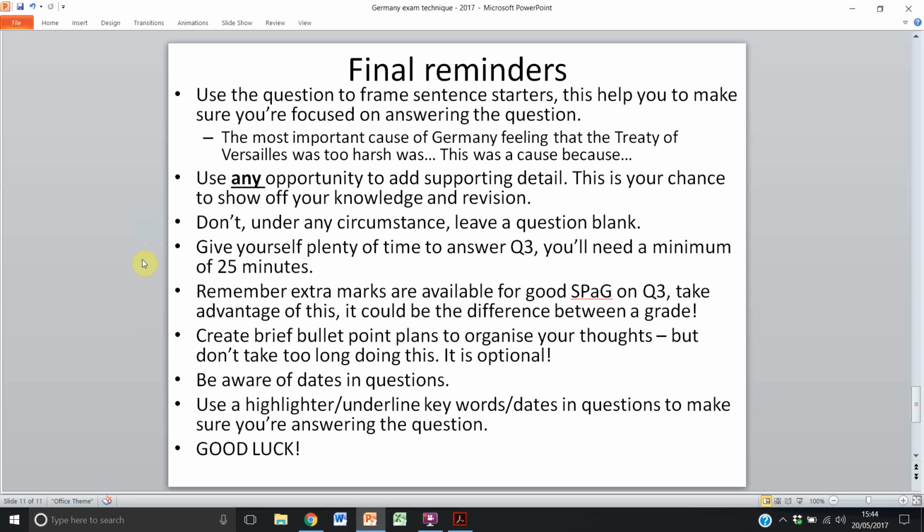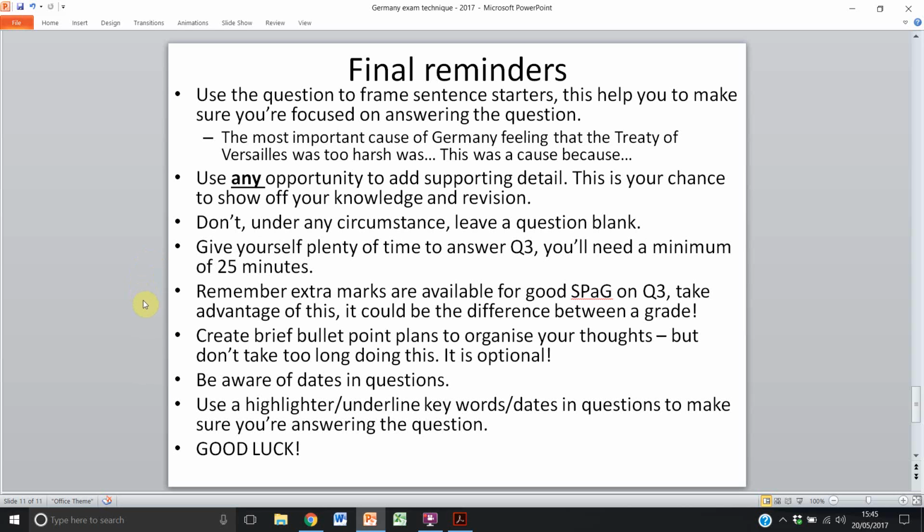Manage your time very, very carefully. Make sure that you give yourself plenty of time to answer question 3. You need an absolute minimum of 25 minutes. I would actually recommend that if you're looking at the clock and you've only got 25 minutes left and you're halfway through question 2, I would stop question 2 and move on to question 3 because it's just so important. There's so many marks available.